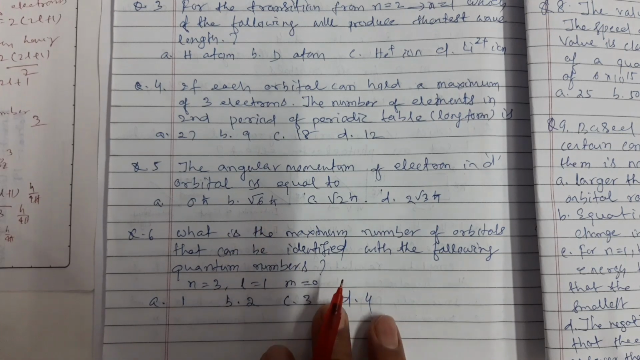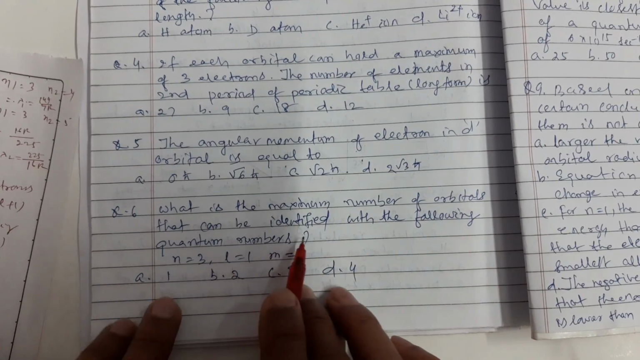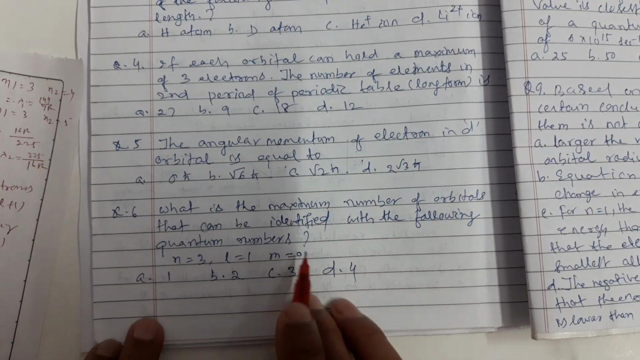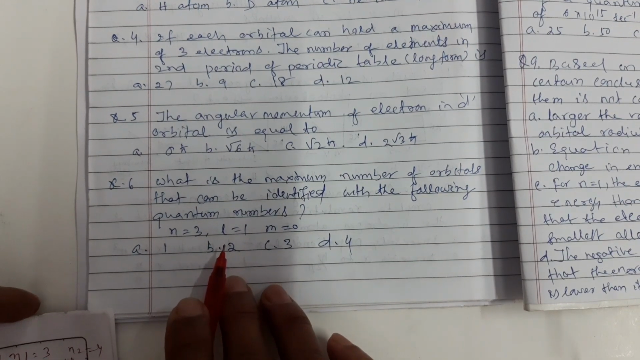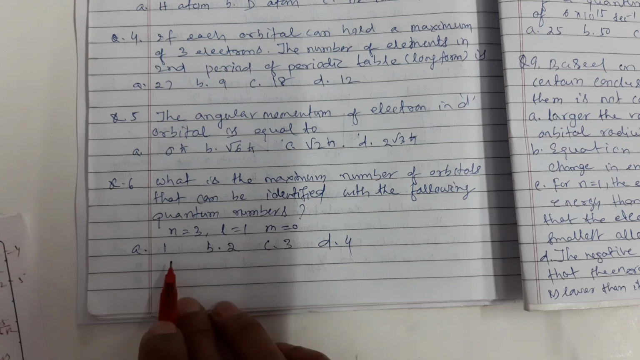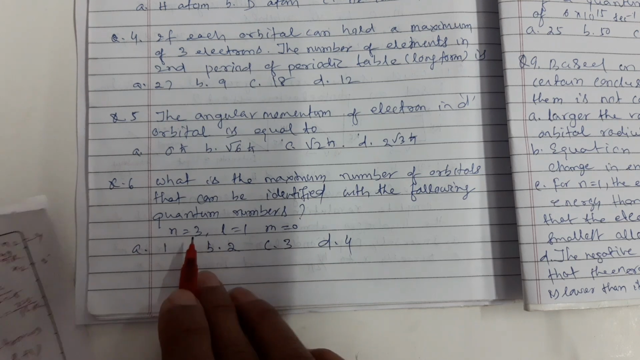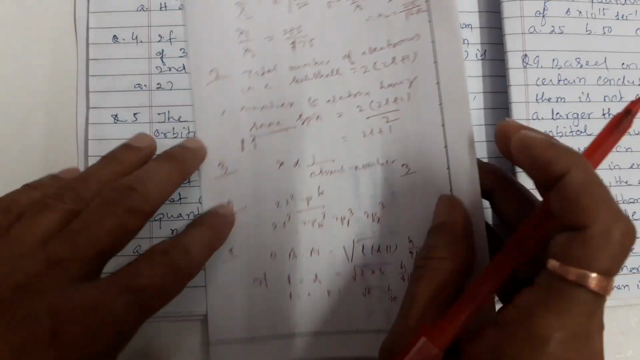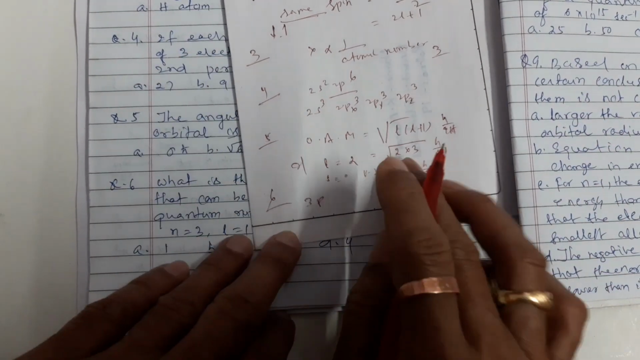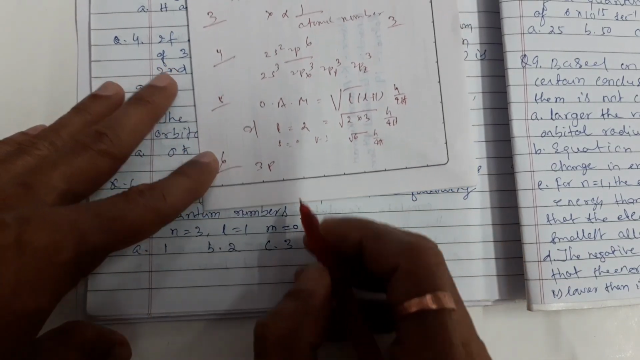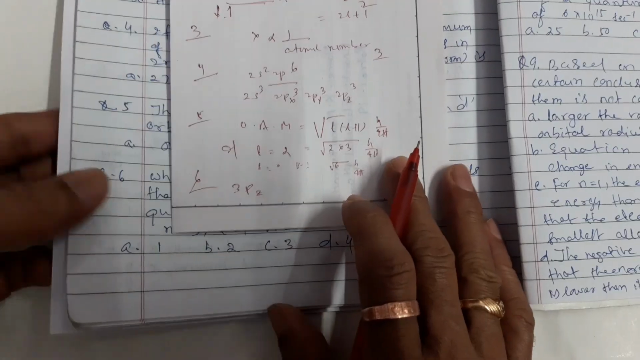Next, what is the maximum number of orbitals that can be identified with the following quantum numbers? For these quantum numbers, the maximum number of orbitals you will find is only 1. Question number 6: n equal to 3, l equal to 1 for p, that is 3p, and m equal to 0 for pz. That is the pz orbital.